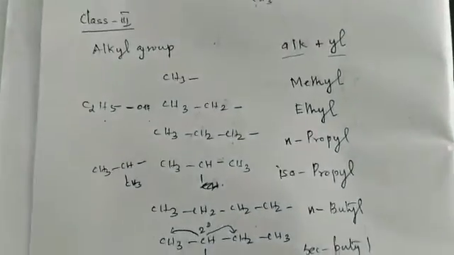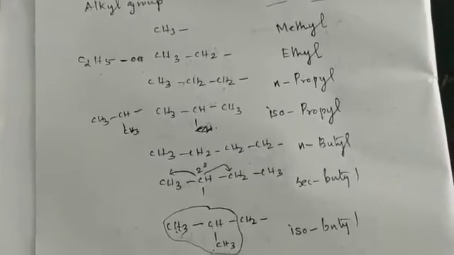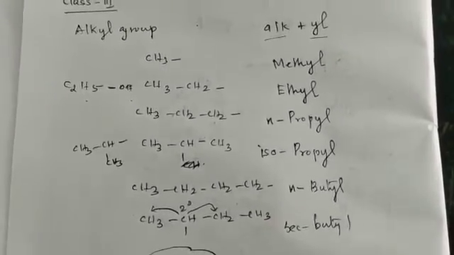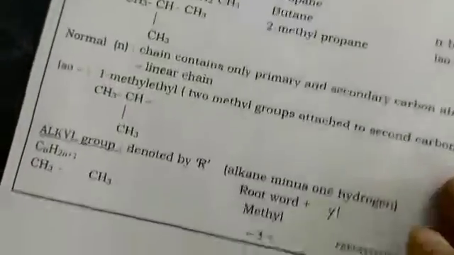Alkyl groups are very essential to name aldehydes, ketones, alcohols, carboxylic acids, etc. So many functional groups can be explained by using alkyl groups. So the alkyl group is very important. Next we can see the alkene.